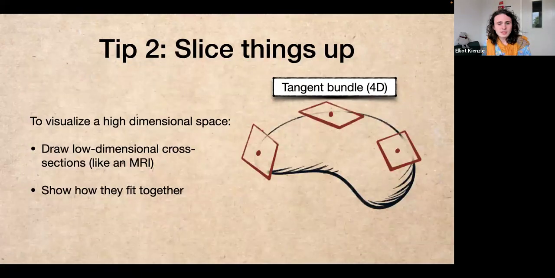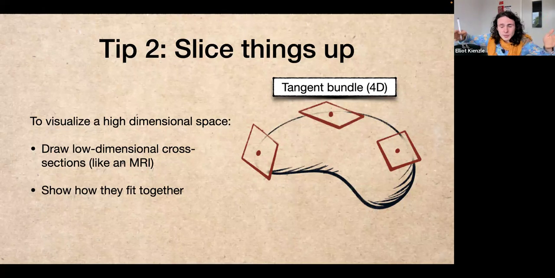Well, tip number 2 is to slice things up. I mean, this is a very natural way to represent and visualize a high-dimensional space. I just take cross sections of the space that are low enough dimensional that I can visualize them. It's like an MRI machine. You can see little slices of your brain, you know? So I just need to represent the low dimensional slices and then give you the tools to show you how they fit together and then let your brain do the rest.